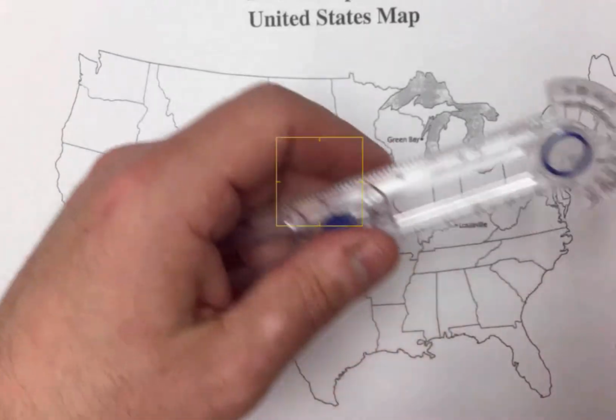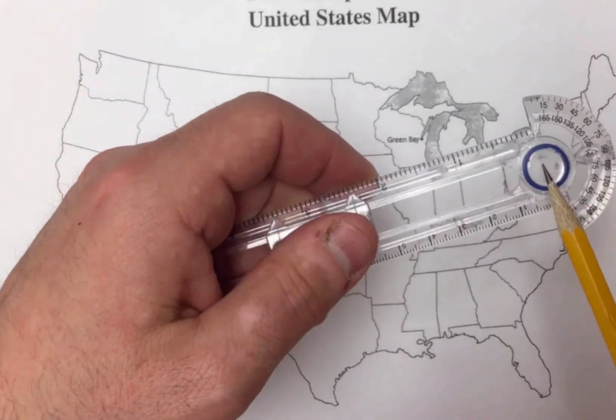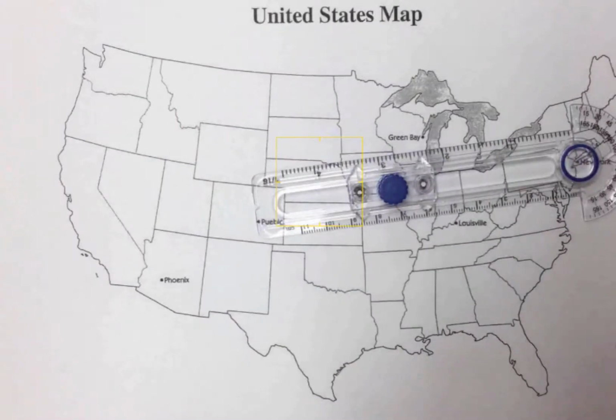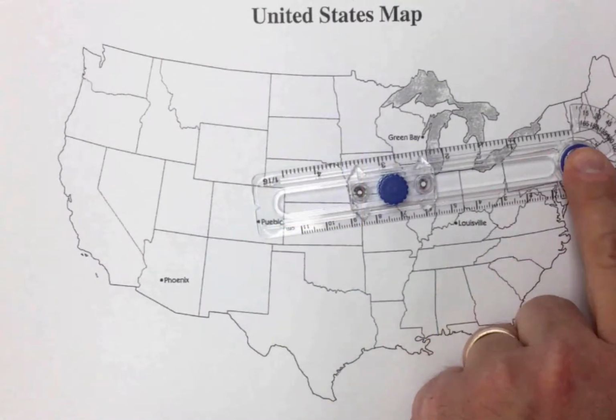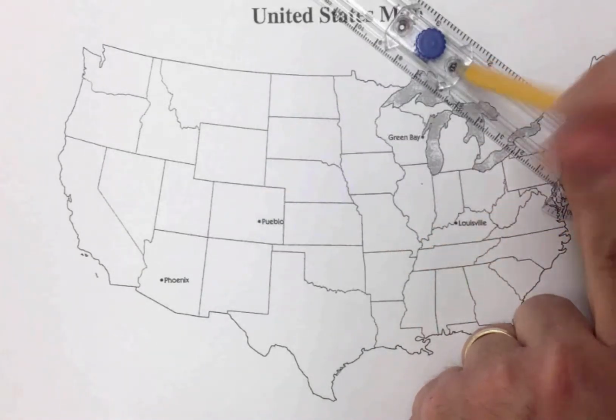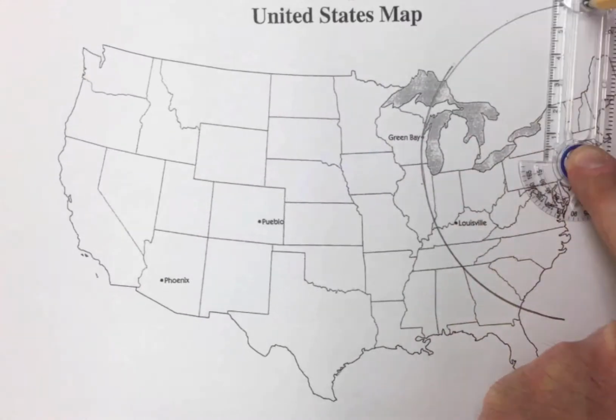I'm going to put the center of this little dot right here on New York as best as I can. Then after I have that middle there on New York, I'm going to make sure I'm at 6 centimeters, put my pencil in the hole, and simply just spin to make a circle.